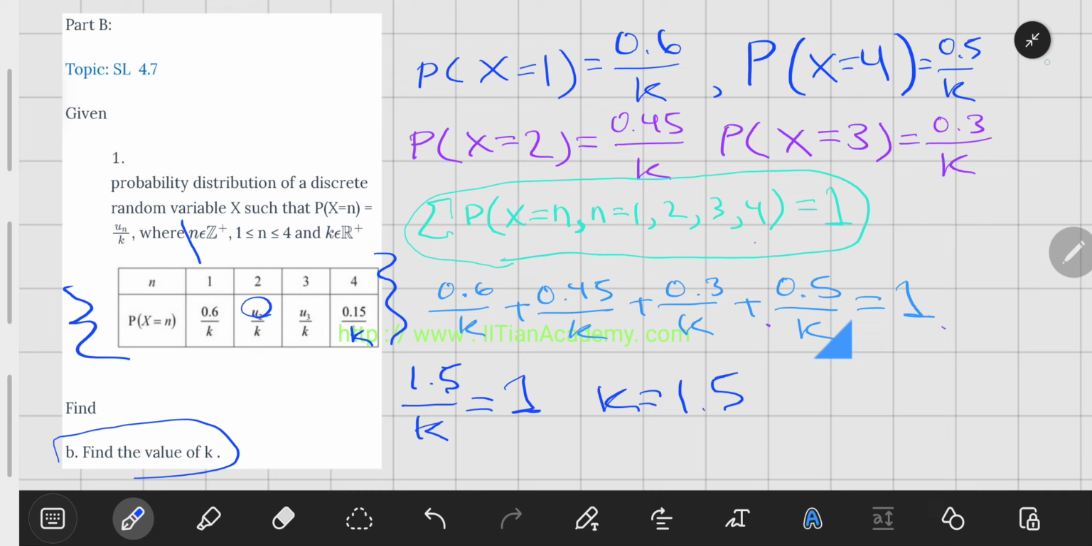And now we can finally use the fact that the sum of all the probabilities within this distribution should equal to 1. So if we rewrite this in terms of the actual probabilities, it should look like this here. And then since all of our terms here have a common denominator, we can combine them. And after combining them, we'll see that 1.5 over k is equal to 1. So k is equal to 1.5. And that is our answer for part B, question B.